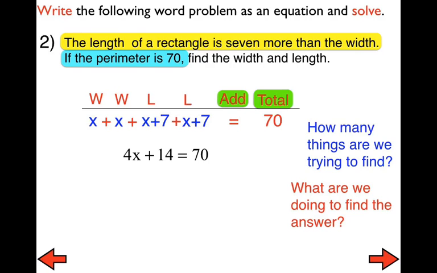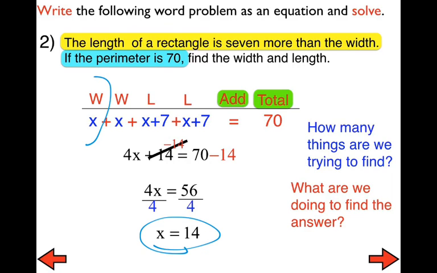We combine like terms and we end up with 4x plus 14 equals 70. Subtract 14 from both sides. We've done enough of these two-step equations that part should be easy. Divide both sides by 4 and we get x equals 14. So what does that mean? X is the width. So that means that the width is 14.